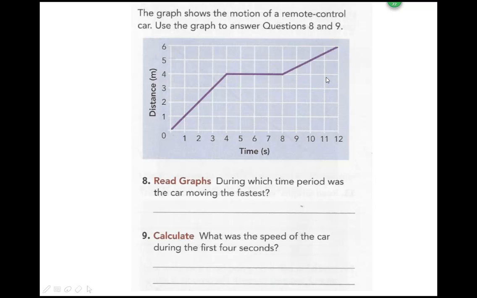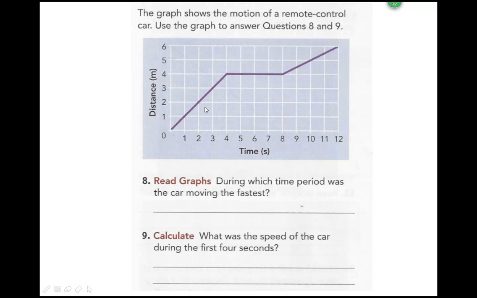2 over 4 is actually half, 0.5. So this one has a speed of what? 0.5 units, 0.5 meters per second. And this part has 1 meter per second. So which one is faster? This one.